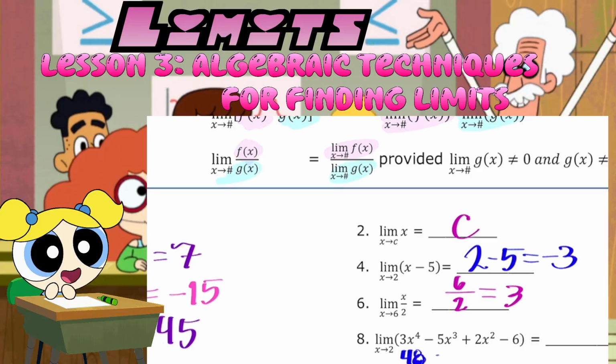Minus 5 times x cubed. 2 cubed is 8. 5 times 8 is 40. 48 minus 40 is 8. Plus 2 squared is 4, times 2 is 8. So adding 8. So where was I? I was at 8. 8 plus 8 is 16. And minus 6. Final answer is 10.